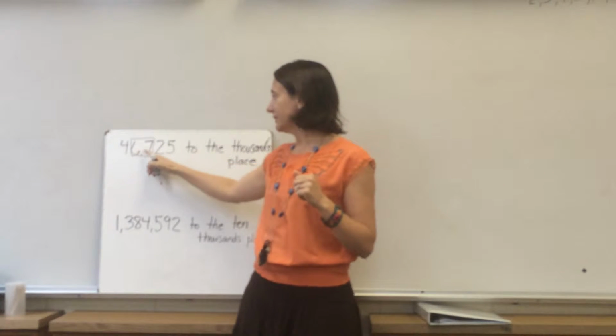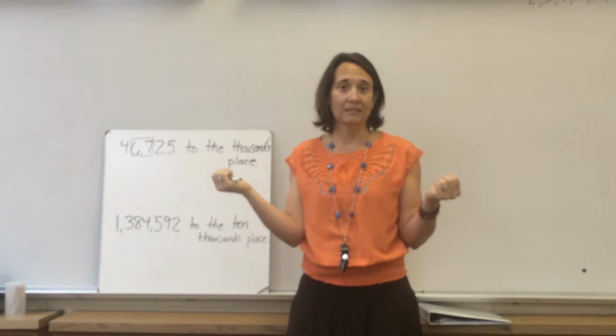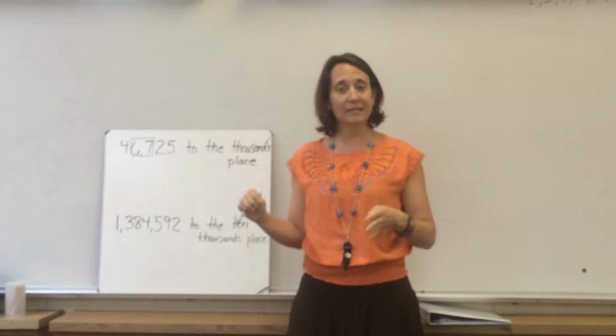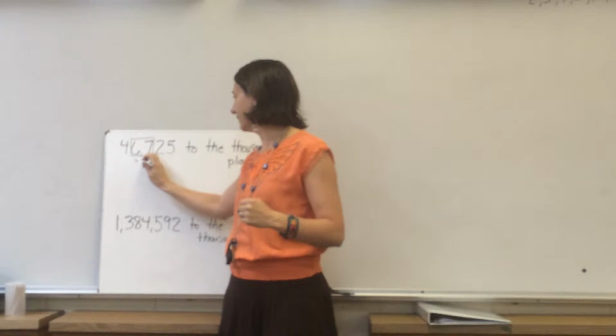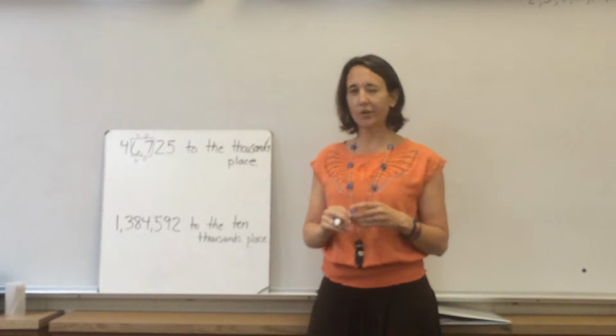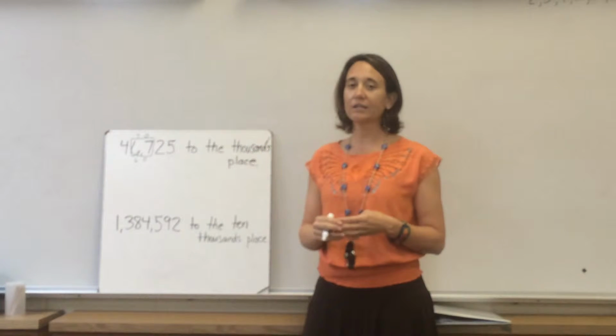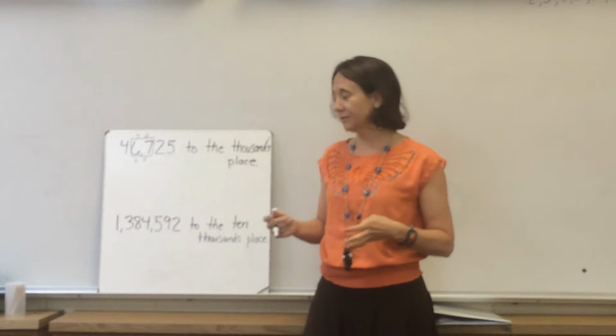Now, this number is 67. That's in between what two tens? Well, hopefully you said it's between 60 and 70. So I'm going to write 60 here. And I'm going to write 70 here. Now 67, is it closer to 60 or is it closer to 70? You're right, it's closer to 70.